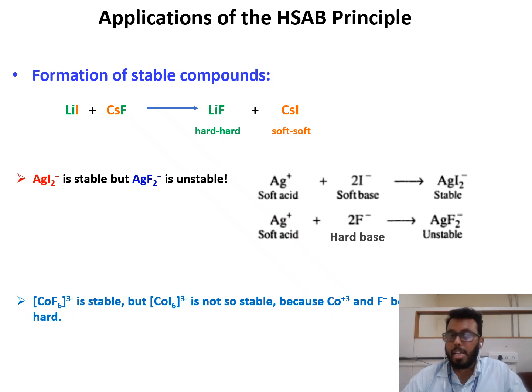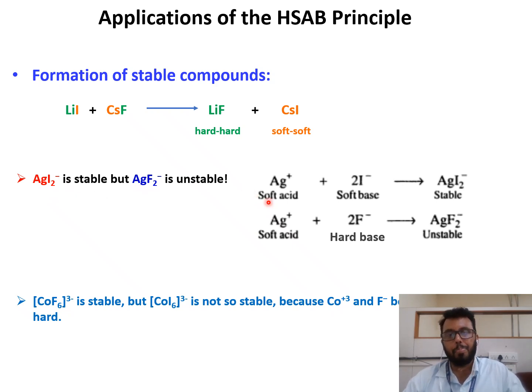And the third example: we have seen the solubility, we have seen how we can predict the strength of the hydrogen bond, and how in precipitation reactions we can apply this principle. Now we are going to again determine the stability of the compound. Lithium iodide plus cesium chloride. When you have these two compounds in solution, then lithium obviously will bind with the chlorine atom and form a hard interaction, and cesium iodide, a soft interaction. Similarly, AgI2, lithium iodide we have seen. Now we are looking at AgI2 minus is stable, but AgF2 is unstable.